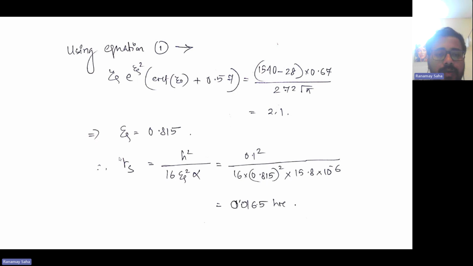Then you find out the solidification time is again h square by 16 xi squared alpha. Just plug in the values: 0.1 for the total length of flow for the molten metal, then you have 16 into the new xi, which is 0.815, and you have the diffusivity alpha as 15.8 into 10 raised to the power minus 6. So the time now becomes 0.0165 hours, right? Is the problem again clear to you?